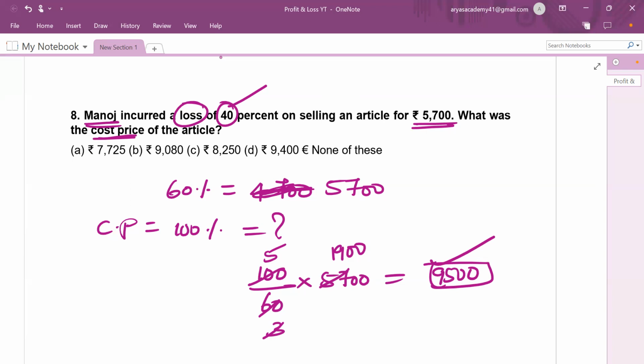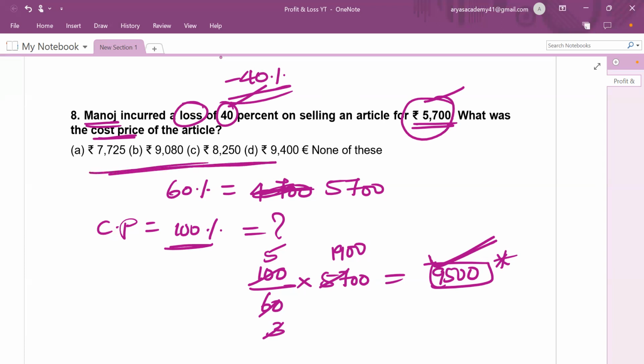So the article which was bought at 9,500 was sold at 5,700. That is why there is a loss of 40%, or subtraction of 40% from the cost price, that is 100%. So that's how we found out the cost price to be 9,500 rupees, which is again not among the given options. Hence the answer is option E, none of these.